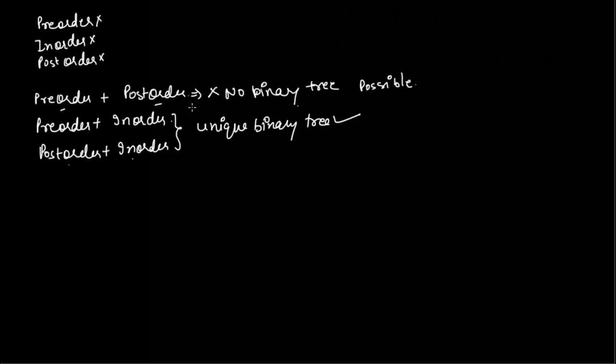Okay, so this is actually a frequently asked question in GATE. What they do is they give you a pre-order and an in-order, or they give you a post-order and an in-order, and they ask you if you can create a binary tree with this. Okay, so now let us try a question on this. This question was asked in GATE 2007.